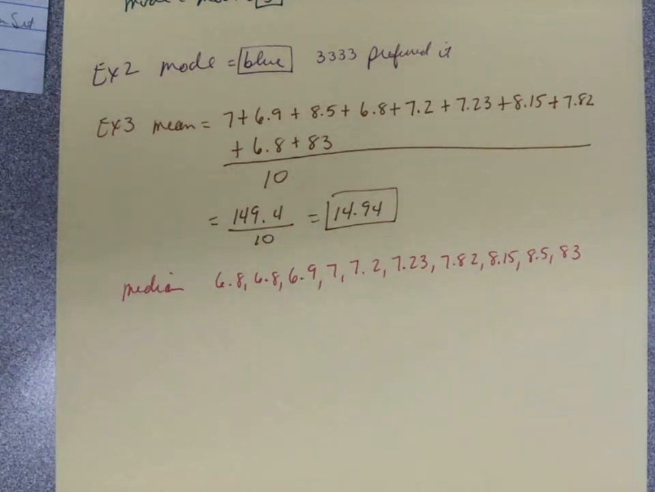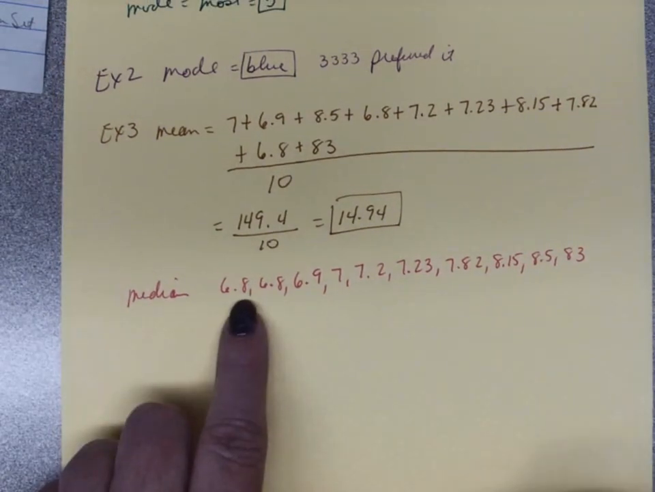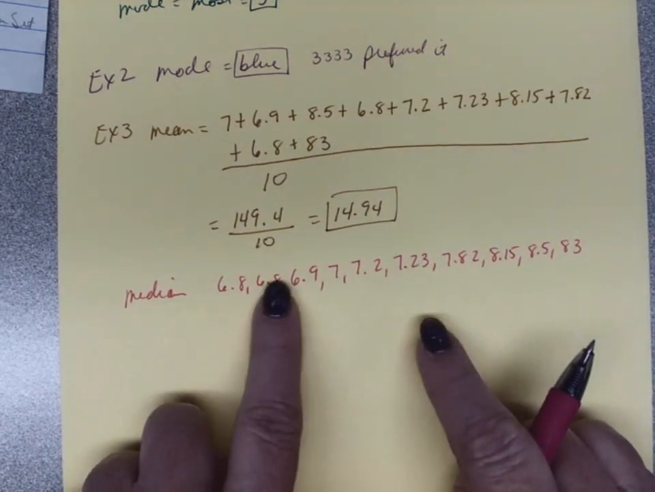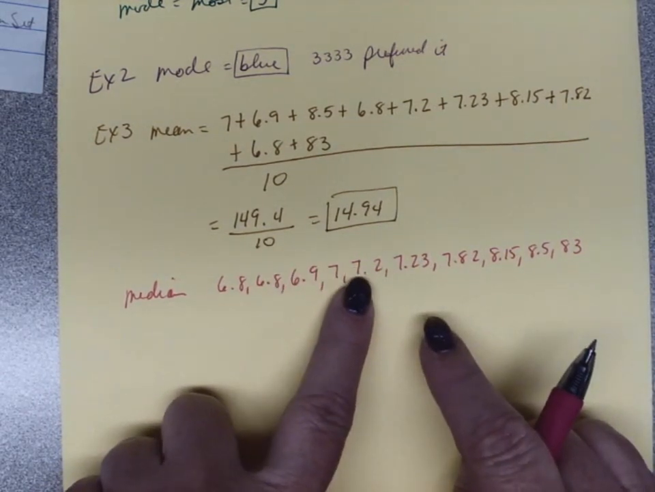Now we had 10 on the previous problem, so I know, if I remember, I'm going to go 5 in this way and 5 in that way. So 1, 2, 3, 4, 5.